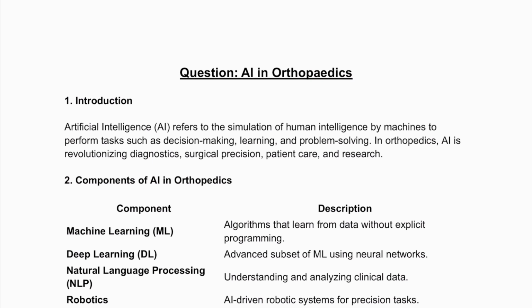For AI in orthopedics, the first heading is the introduction, where you will just define what is artificial intelligence. It refers to the simulation of human intelligence by machines. This is a line that you can mention in the introduction. Then you need to go for the components. You'll mention the components of AI, and there are four components: machine learning, deep learning, natural language processing, and robotics. You can write a one line description about each component.